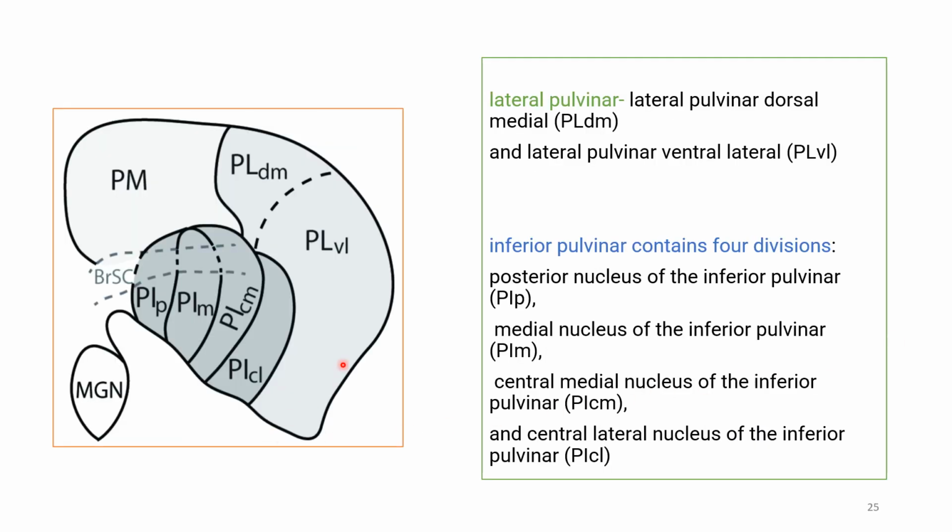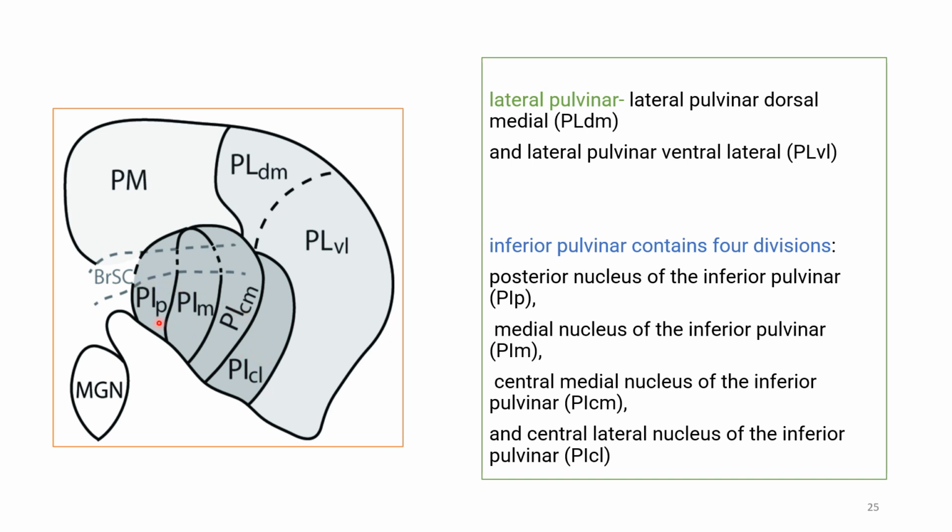Here you can see the pulvinar nucleus is again divided into lateral pulvinar and medial pulvinar. In the lateral also we have the lateral pulvinar dorsomedial nucleus and the lateral pulvinar ventrolateral nucleus. These are the lateral pulvinar nuclei. This is the medial pulvinar nucleus. And this is the inferior pulvinar nucleus which contains 4 divisions.